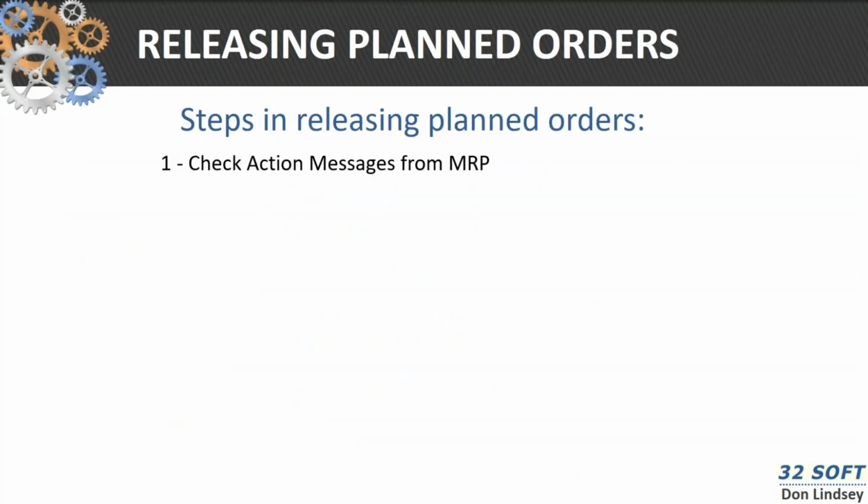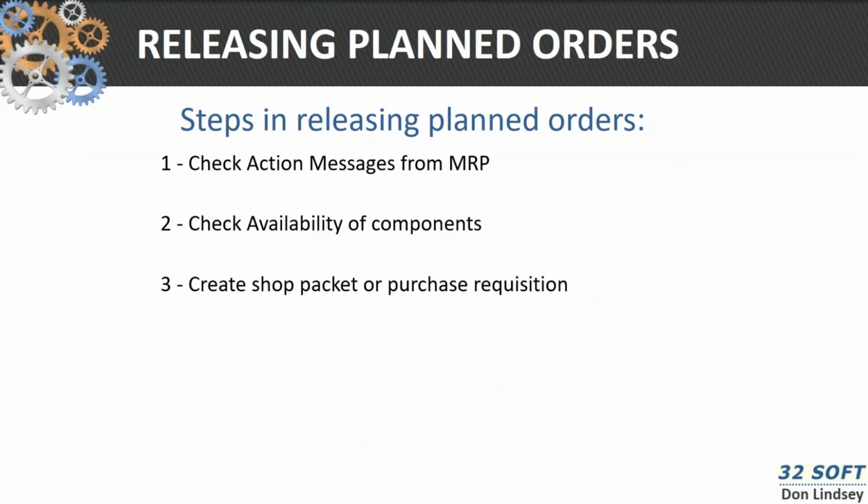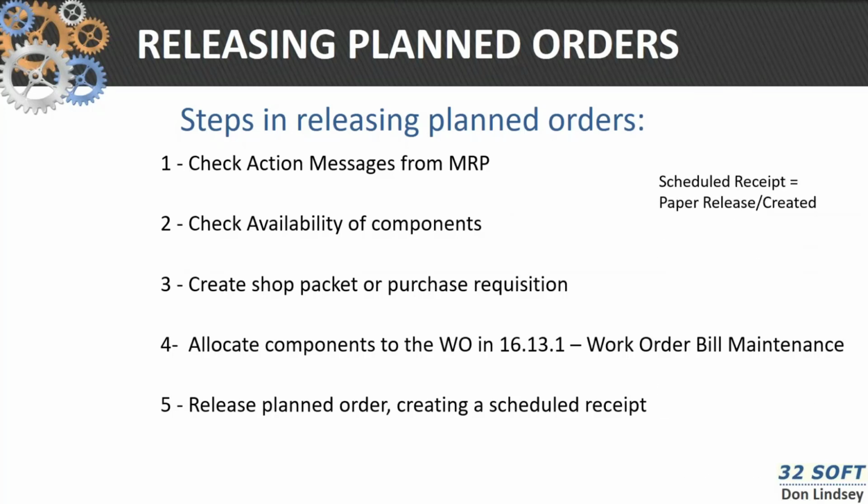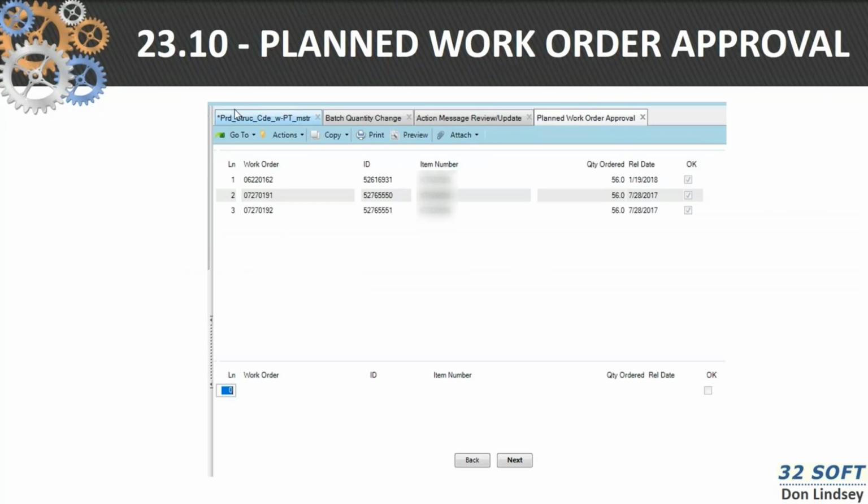first of all, check your action messages from MRP, and we'll look at how we do that. Then check material availability, create the shop packet or purchase requisition, which is sometimes called the scheduled receipt or paperwork released. Allocate components to the work order in 1613.1, and then release the planned order creating the scheduled receipt. Scheduled receipts are basically defined as paperwork released. You can't change a scheduled receipt as easily as a planned order.